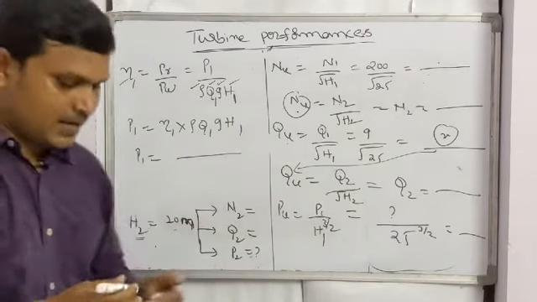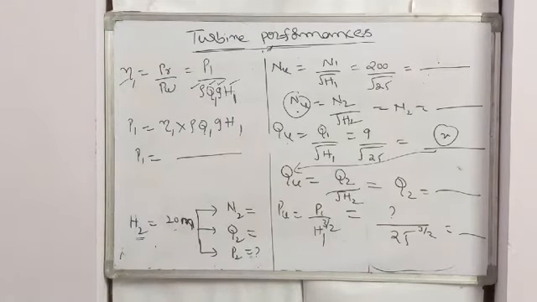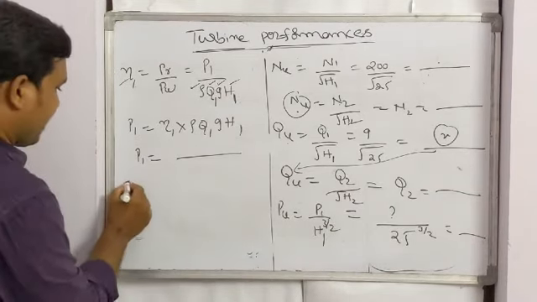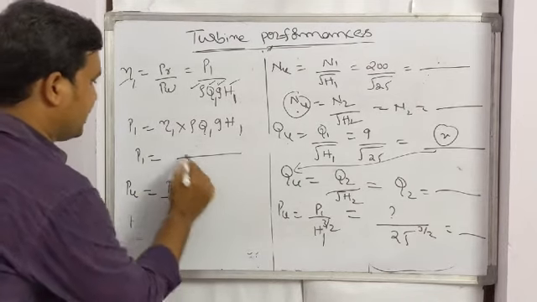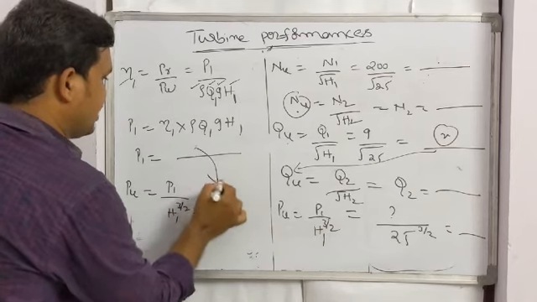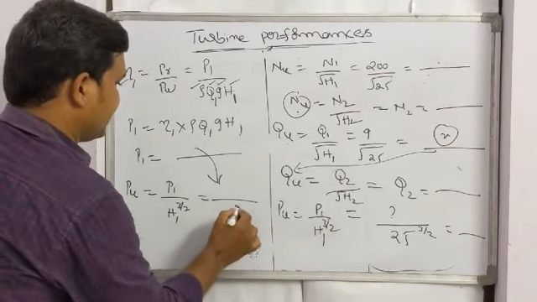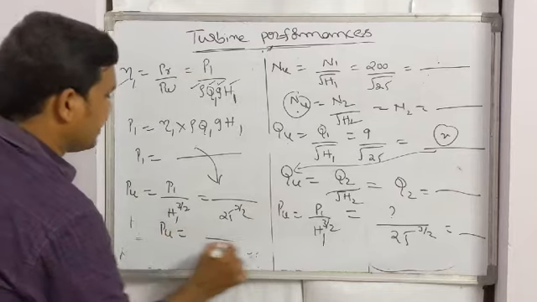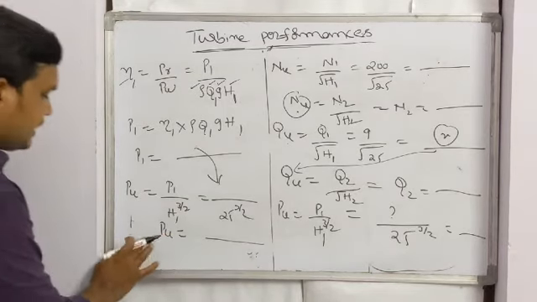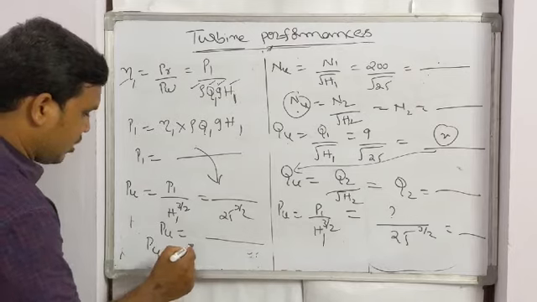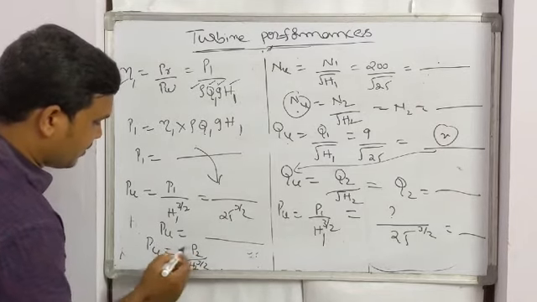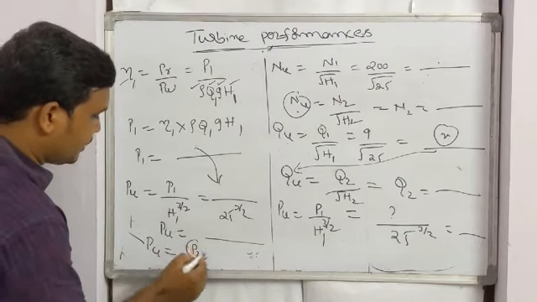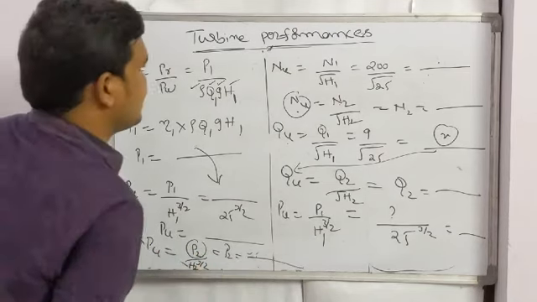After getting P1, we find the unit power. Unit power PU is equal to P1 by H1 power 3 by 2. P1 we already know, so substituting H1 as 25 meter by 3 by 2, we get PU as some value. After getting that PU, we can equate it to the second case: P2 by H2 power 3 by 2. H2 is given in the problem, PU we just calculated, so P2 we have to find out. So this is the answer.